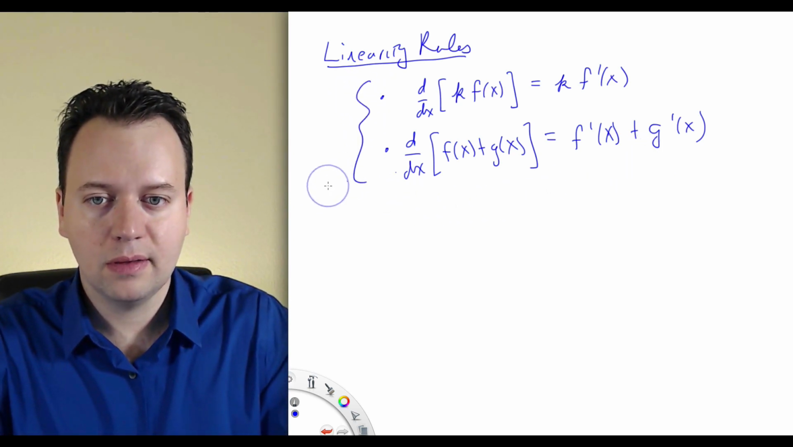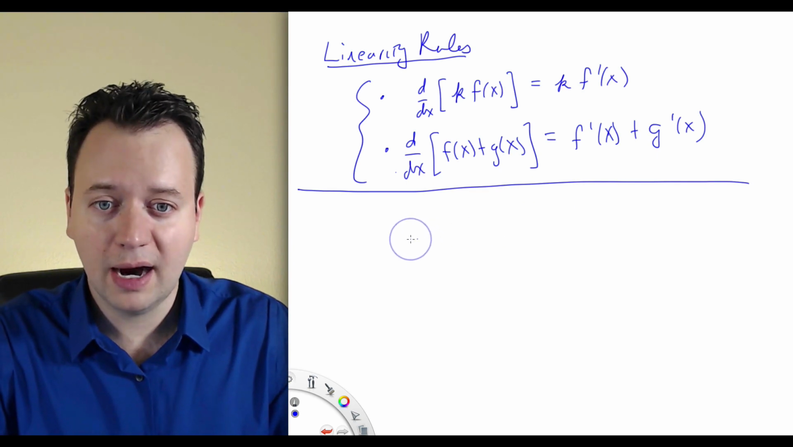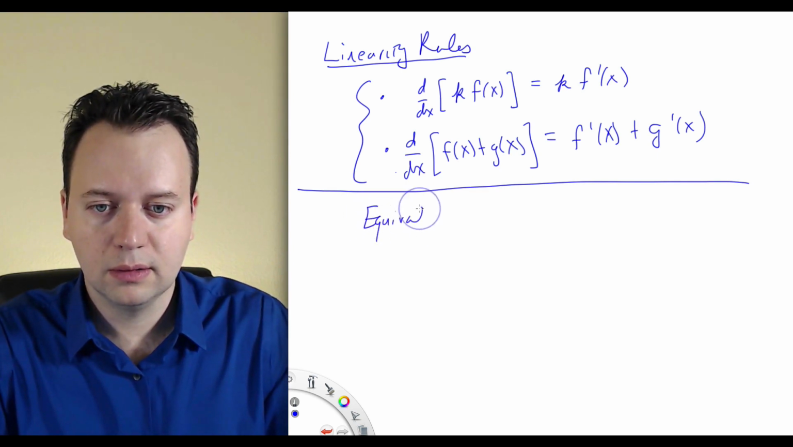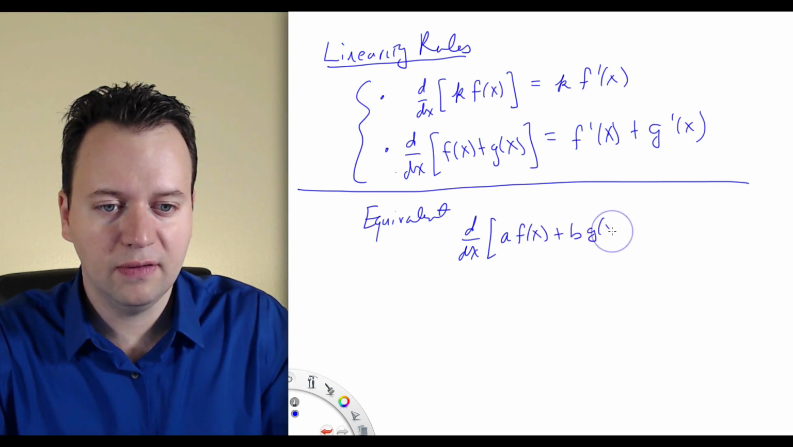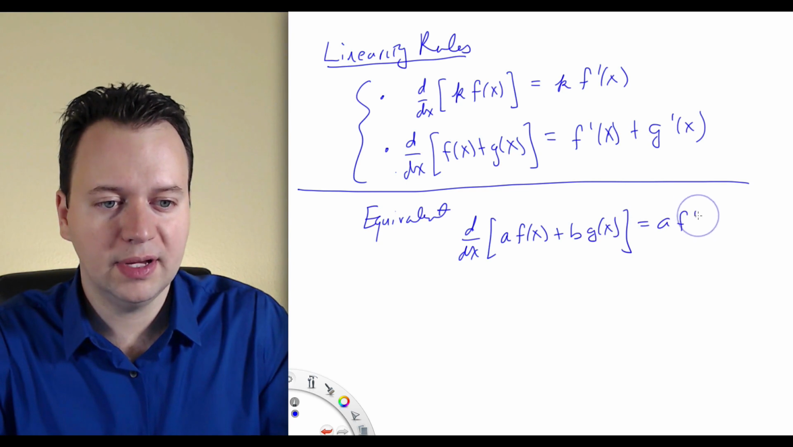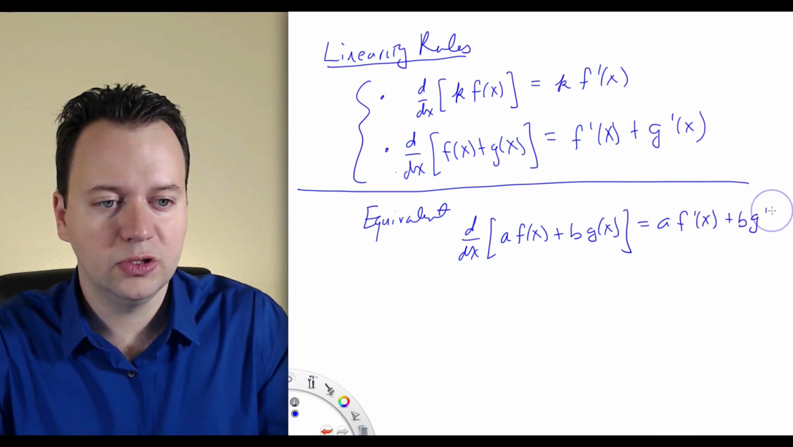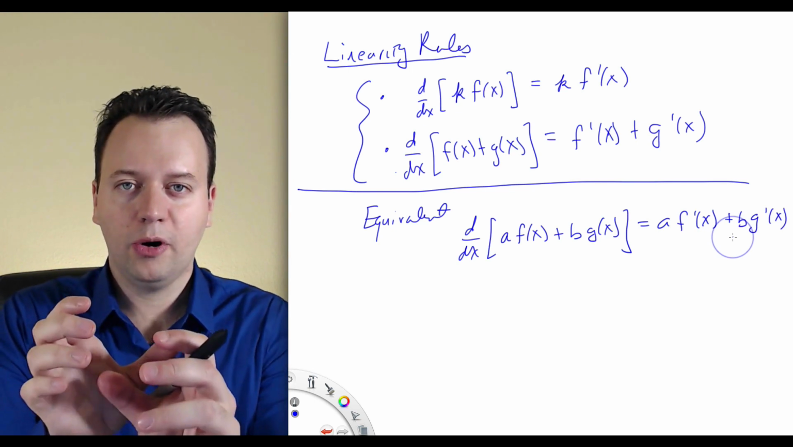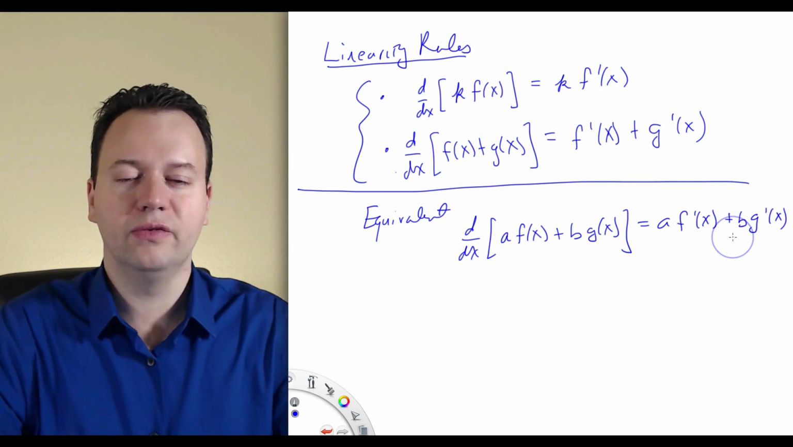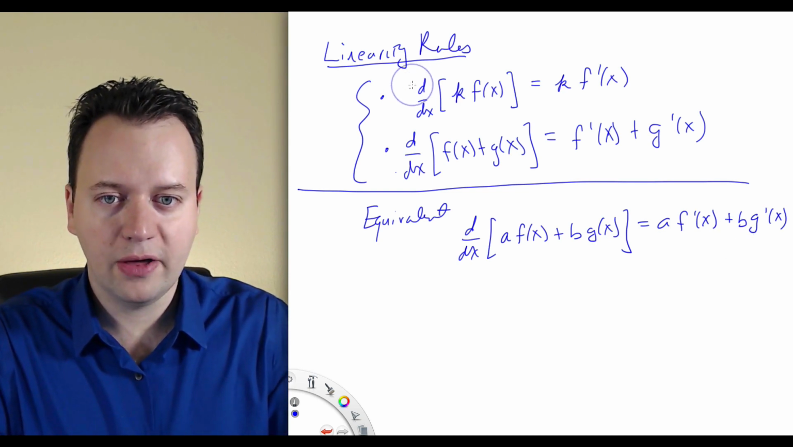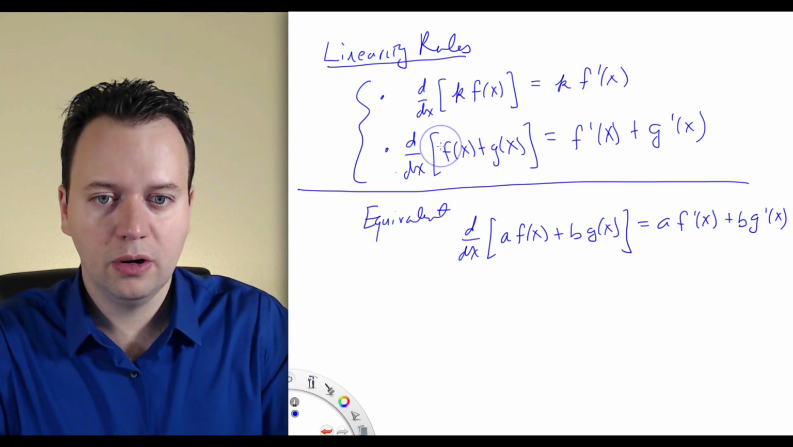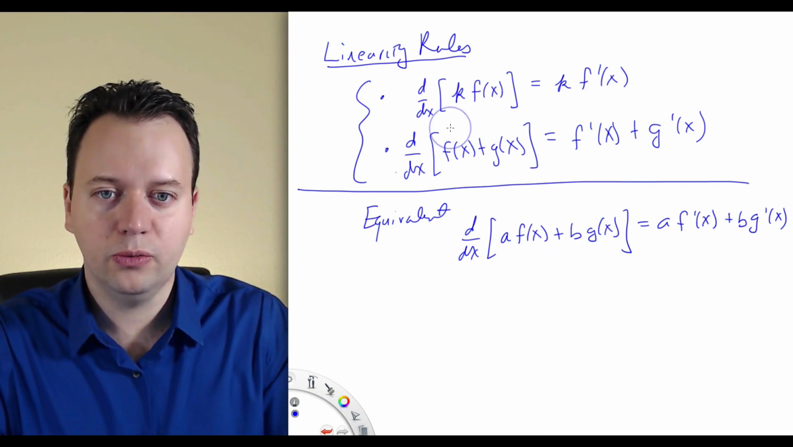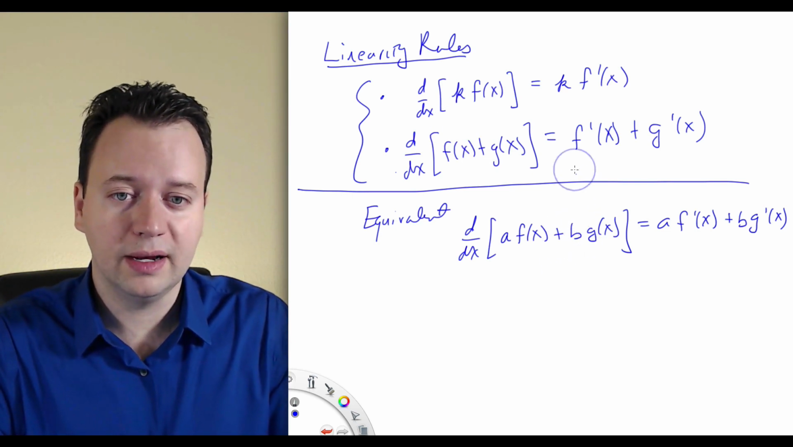Now, these are the main two rules, and these are actually entirely equivalent to saying that the derivative of a times f of x plus b times g of x is equal to a times f prime of x plus b times g prime of x. So in other words, you can pull apart the two terms, and then you can pull the constants out of the derivatives as well. So either these two rules or this rule: you can trade this rule for these two up here, or these two rules for this. These two rules actually imply this rule down here, and this rule down here implies the two rules up there.